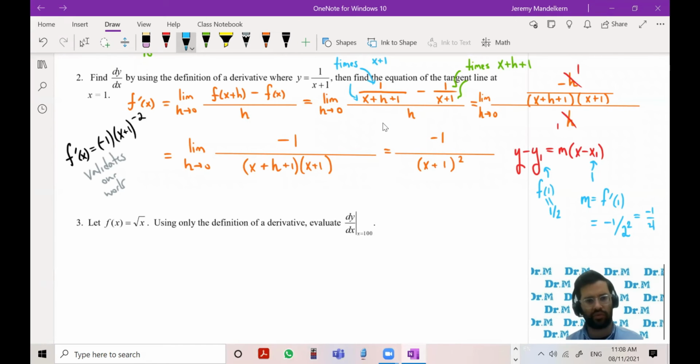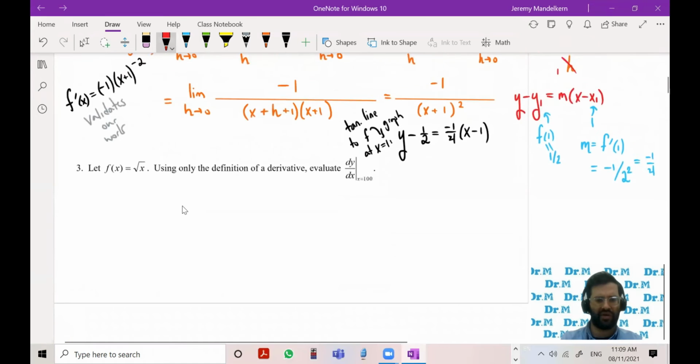We can now write our final version. We're not told what form to put the equation in, so we'll leave it in point-slope form. It's y minus 1/2 is equal to minus 1/4 times x minus 1. And that's a good way to leave our answer. So that would be the tangent line.